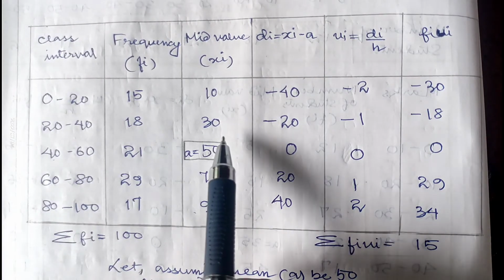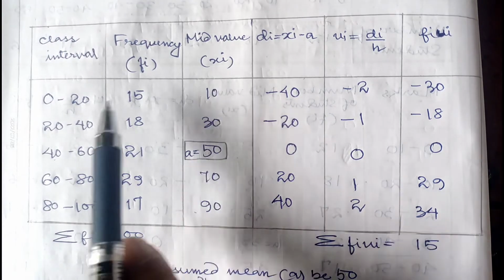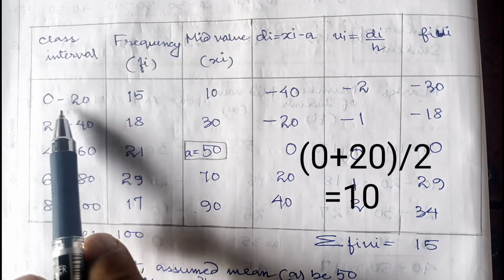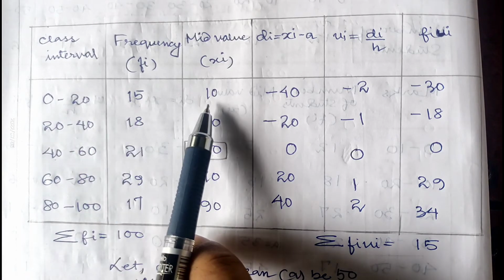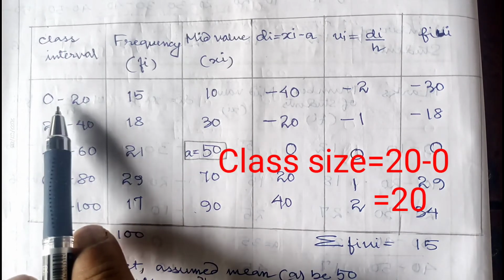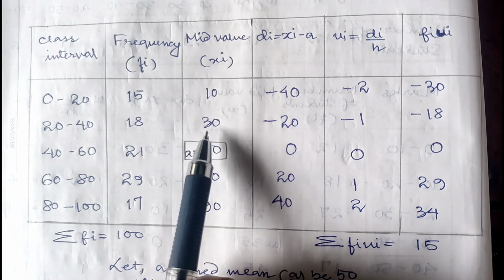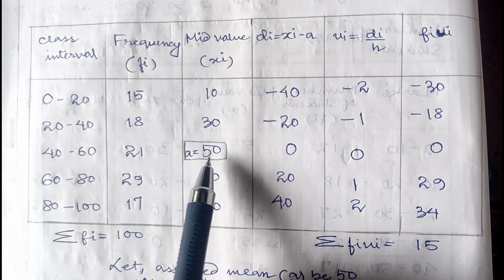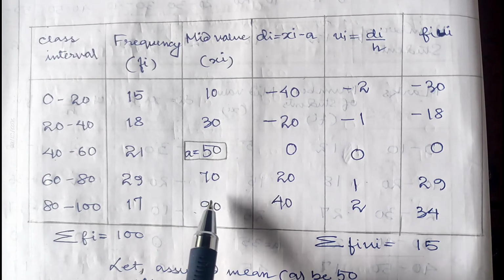We have to first calculate the mid value, which is also called class mark. For class mark, how to calculate? 0 plus 20 is 20, 20 divided by 2 is 10, so we got 10. Here class size is 20, so we keep on adding 20: 10 plus 20 is 30, 30 plus 20 is 50, plus 20 is 70, plus 20 is 90. So we got the mid values or class marks.